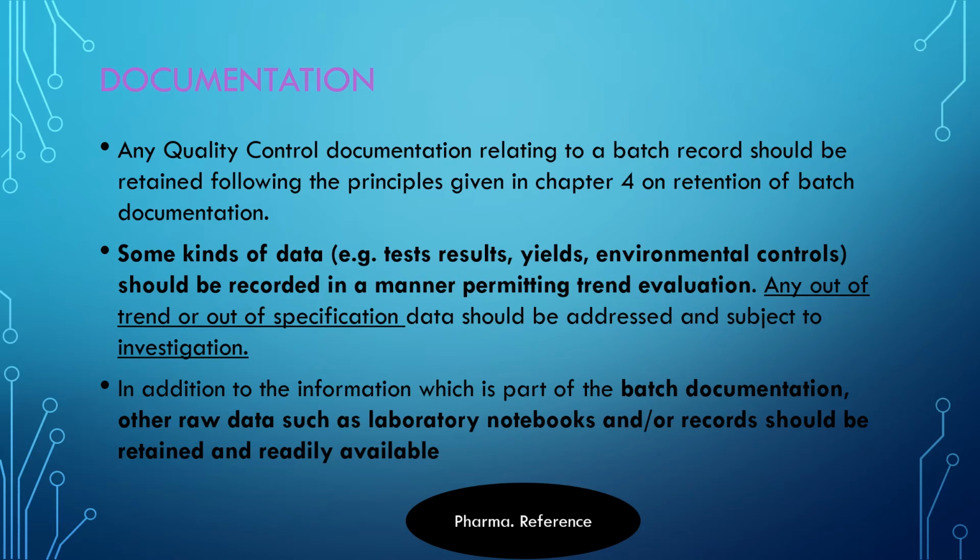Any quality control documentation relating to a batch record should be retained following the principles given in Chapter 4 on the retention of batch documentation. Some kinds of data should be recorded in a manner permitting trend evaluation. In addition to the information which is part of the batch documentation, other raw data such as laboratory notebooks and records should be retained and readily available.